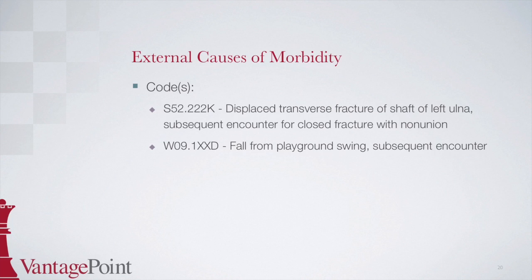When we go to confirm this code in the tabular, we see that our 7th character options are for initial, subsequent, and sequela, and since this is a subsequent visit for the fracture from 5 weeks ago, a 7th character of D is appropriate. Remember that the current episode of care must match for the injury and the external cause of injury code. However, we also need X placeholders in the 5th and 6th character positions since our code was only 4 digits long and a 7th character is required.